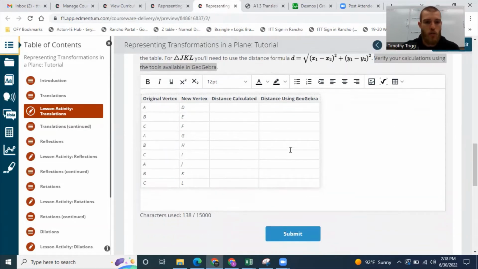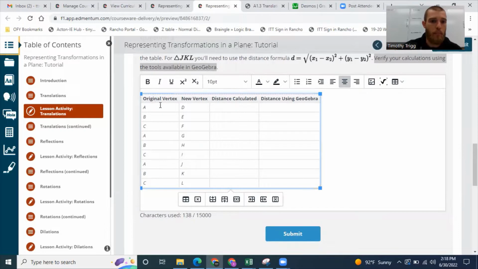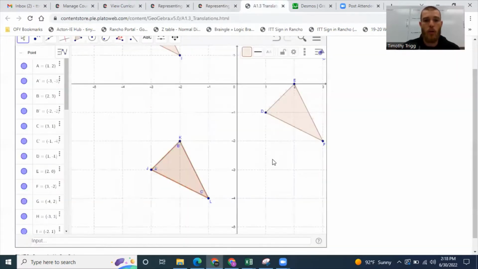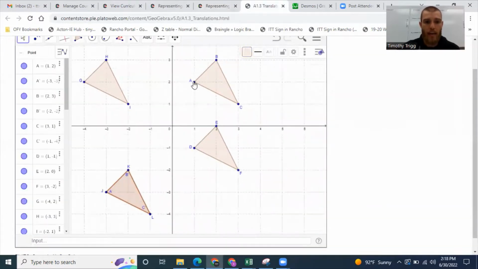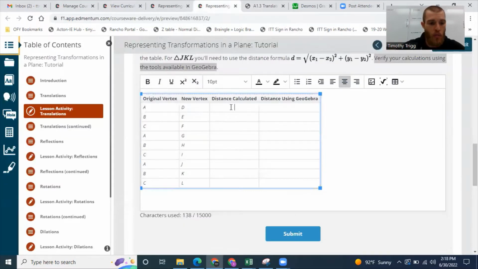So you're going to put the same value for both of these, essentially. But let's go ahead and see. Original vertex A to D. If you want to go from A to D, this one doesn't require any calculations at all, right? How far is point A from point D? You could just count how many units away it is. 1, 2, 3 units away. So we're going to put 3 units, just like that.